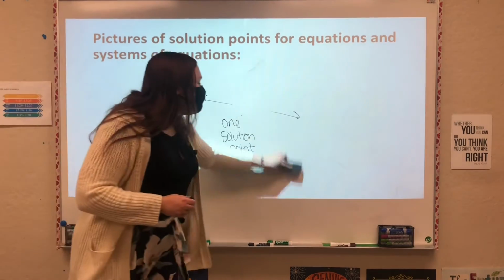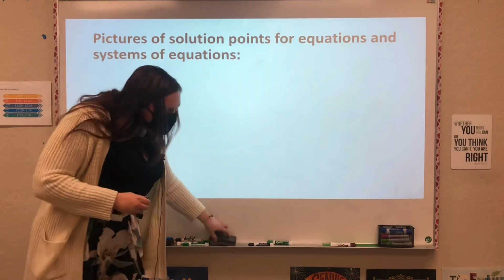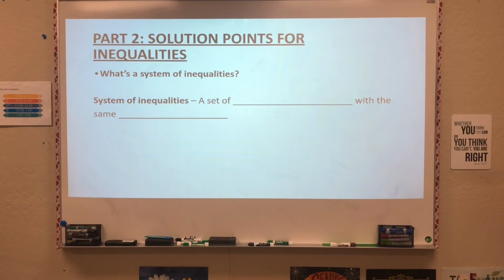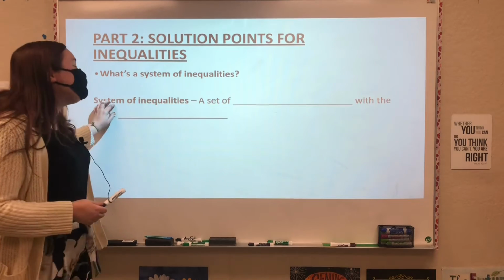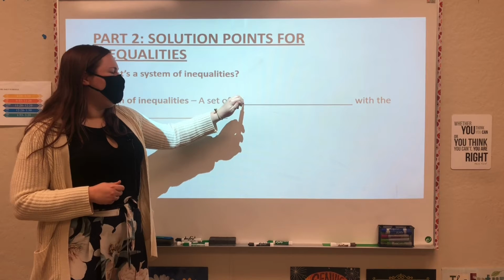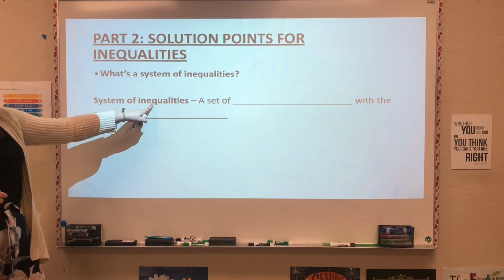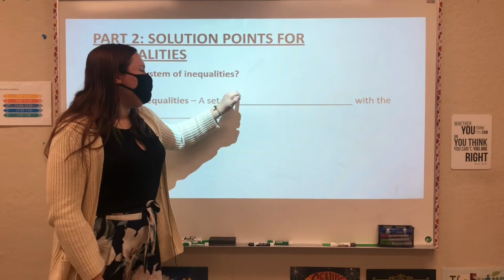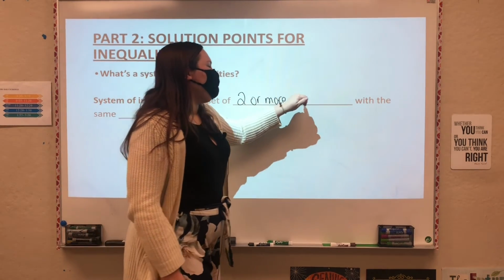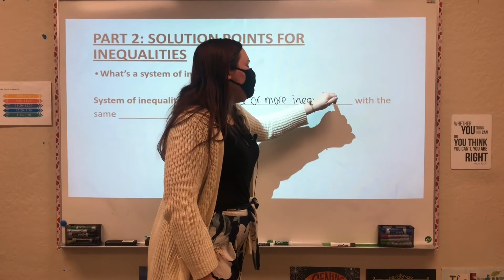The first part of this lesson was on systems of equations. The second part of this is on systems of inequalities. So just like in Algebra 1A, how we learned about equations and then switched it over to inequalities, this unit's going to be similar. You can probably guess a system of inequalities is going to be a set of inequalities. Yeah, so a set of, we're going to say the same thing as before, 2 or more inequalities.